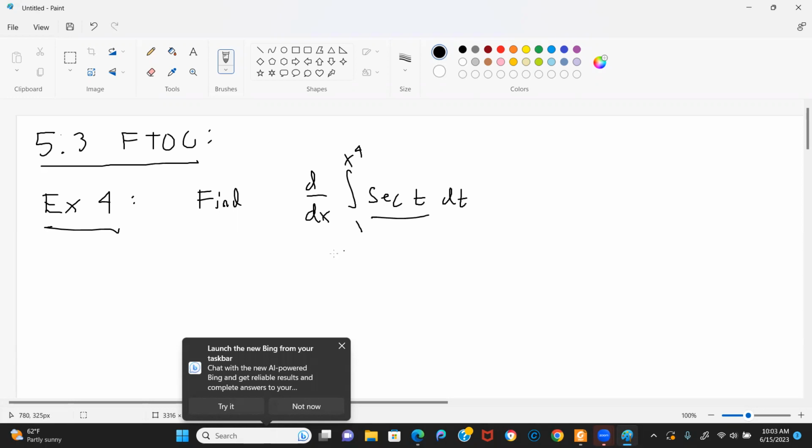This shouldn't be the hard part for you. The part that makes this different than the last example we looked at is that we're not integrating up to x, we're integrating up to x to the 4th. So if we want to differentiate this, we need the chain rule, because we're composing this integral with the x to the 4th function.